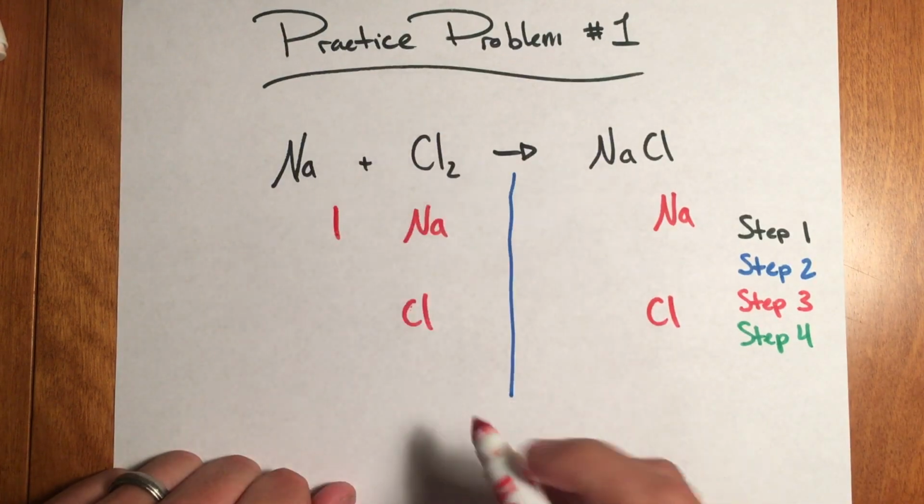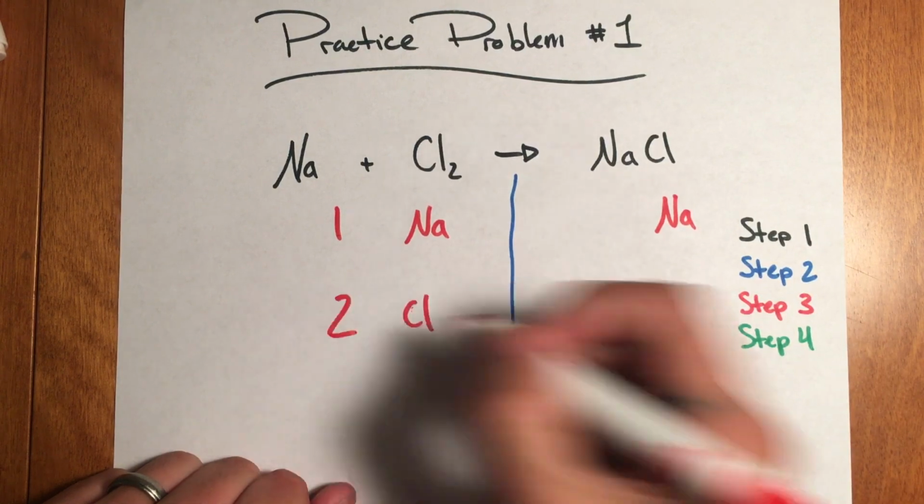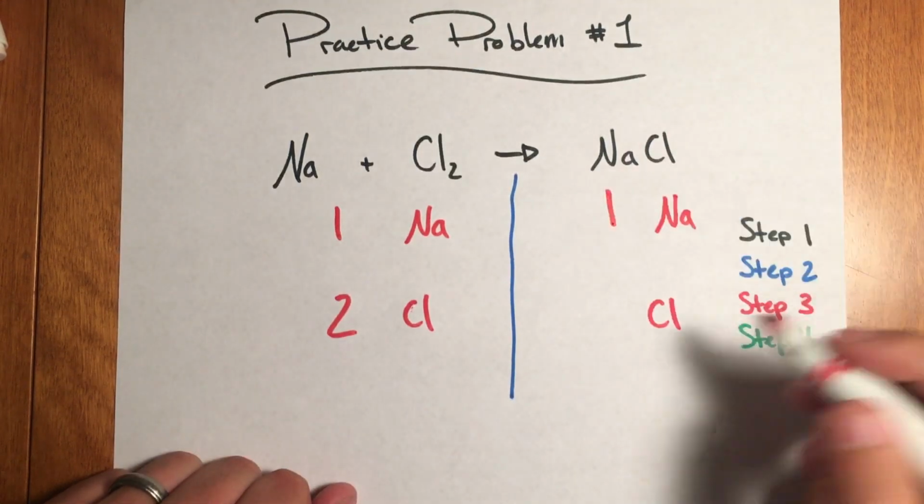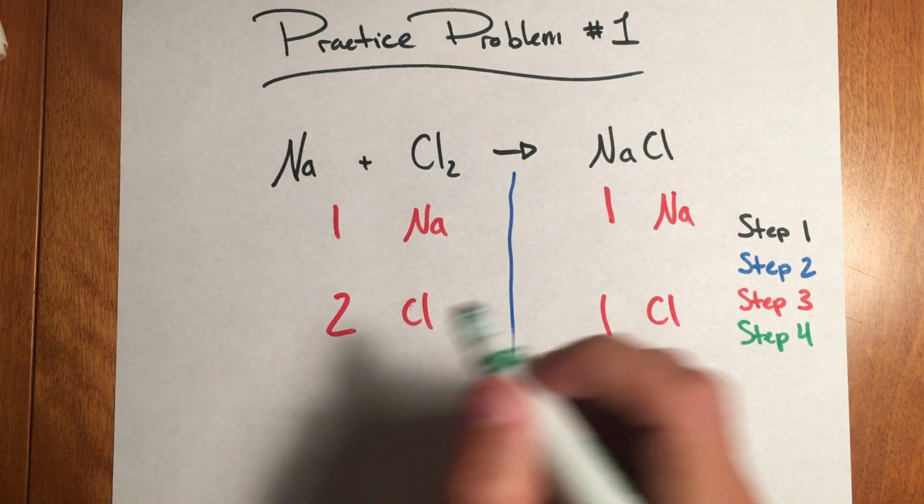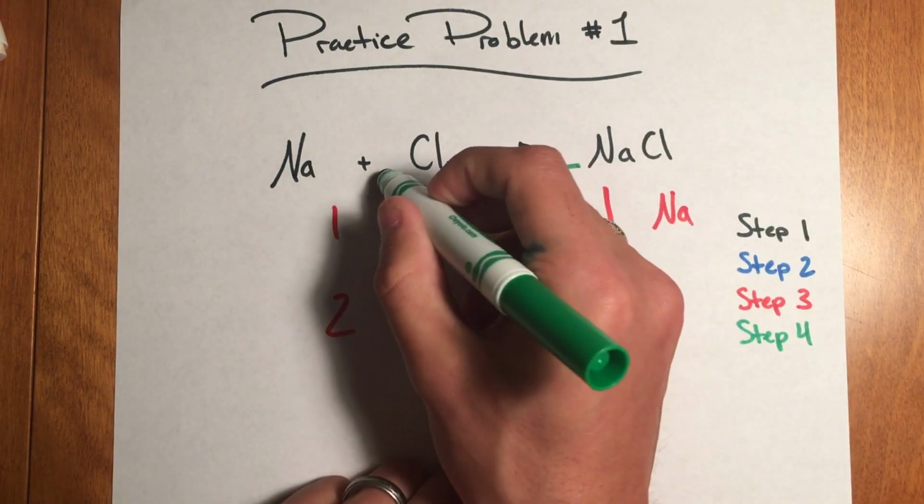We got 1 sodium atom on this side and 2 chlorine atoms on this side, 1 sodium atom here and 1 chlorine atom here. You can see that they are not balanced. So then we have to go to step 4 and use the coefficients to balance reactions. Now coefficients are nothing other than just numbers that go here.